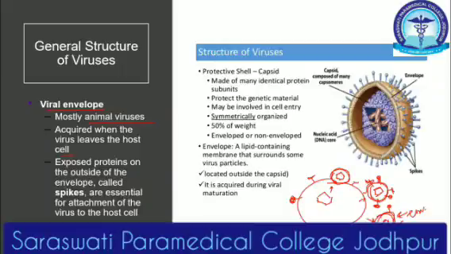It is made up of many identical protein subunits, it protects the genetic material, and may be involved in cell entry as well as cell exit. Once they have this envelope, the next time this virus attacks another host, the fusion becomes a lot easier, because the host cell surface is a cell membrane made up of phospholipid. Now this envelope is also made up of similar phospholipid components, so they can interact quite well and the fusion can be facilitated even faster.